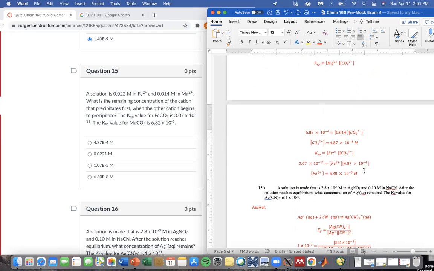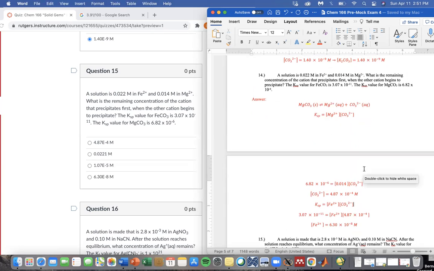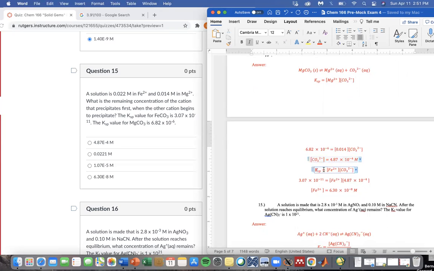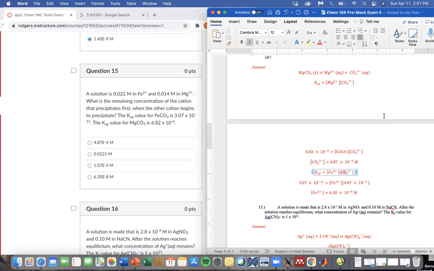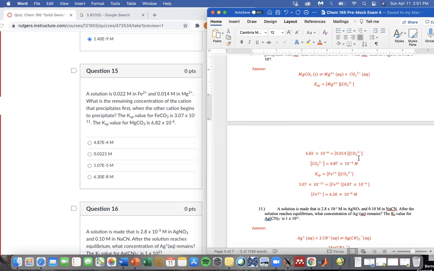But you're not done yet, because what it's asking you is how much of the original cation, in this case iron, is going to be remaining once the MgCO3 precipitates out. So in order to maintain equilibrium, if you have a fixed K value and your CO3 2- value just increased a ton, because it went from 1.4 times 10 to the negative 9th molar to 4.87 times 10 to the negative 4th molar, so it really increased a lot, then in order to keep the same number, the Fe2+ concentration is going to have to go way down.